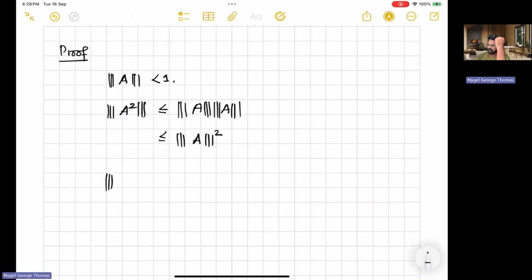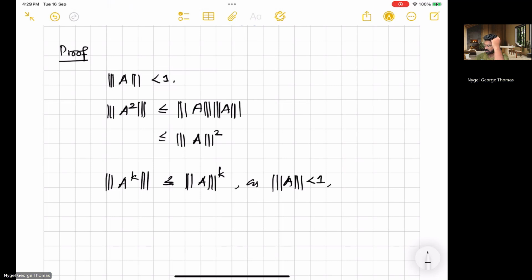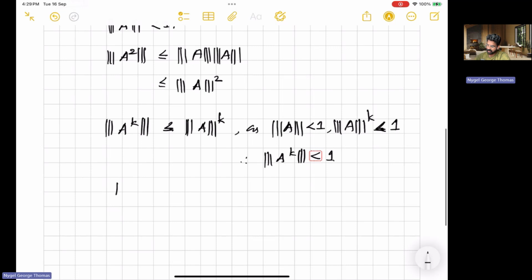In a similar fashion, we can extend this: norm of A raised to k is less than or equal to norm of A raised to k, and as norm of A is less than 1, norm of A raised to k will also be less than 1. And norm of A raised to k tends to 0 as k tends to infinity.